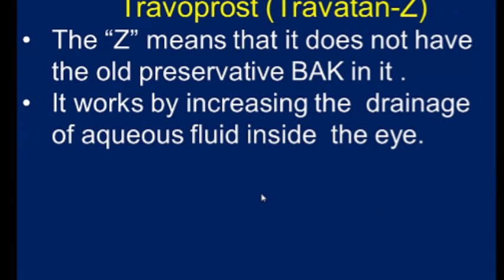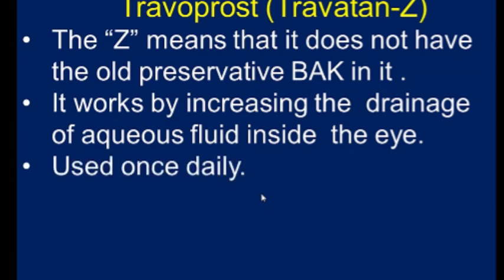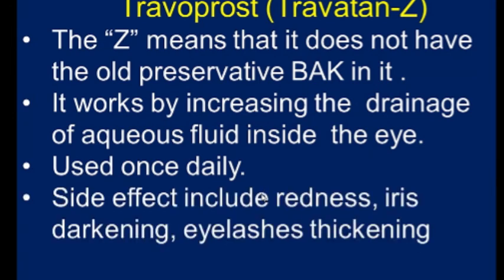So travoprost Z is another example. The Z means that this travoprost has benzalkonium chloride as a preservative. It increases vascular outflow and is used once daily. The side effects are redness, iris discoloration, and also eyelash thickening. Some ladies in our midst will agree with me that some of them usually abuse our prostaglandins in order to make their eyelashes grow longer and fuller and thicker. That is a wrong mode of administration of that drug.